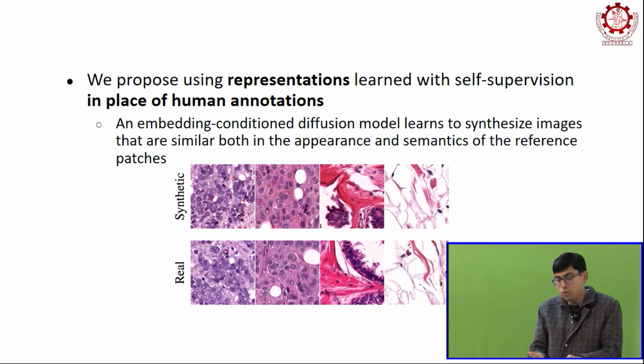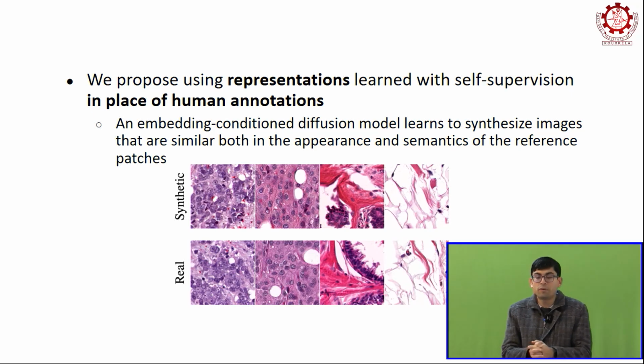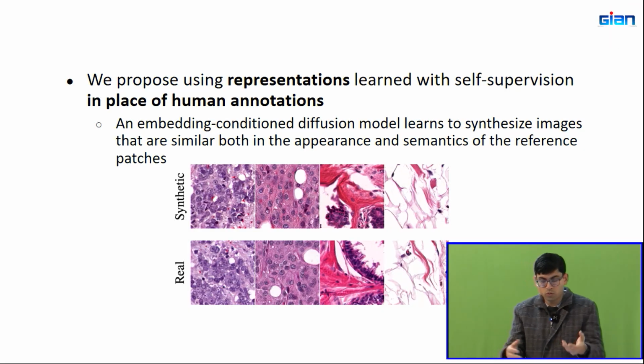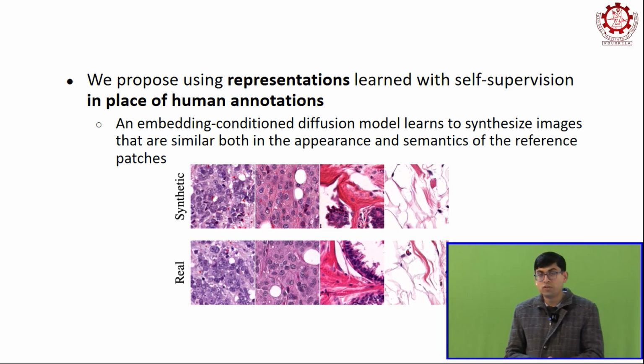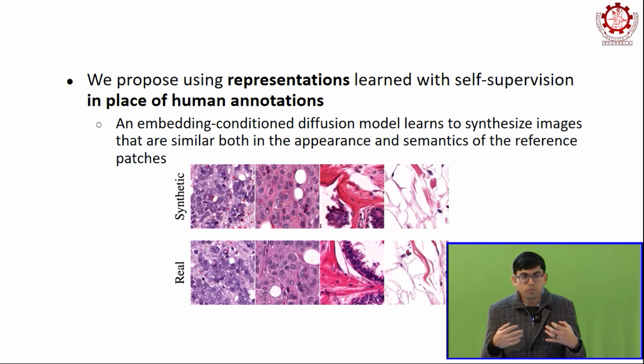Based on that, we see that the quality of images that we got was quite good. What we do here is propose using the representations learned with self supervision in place of human annotation, which is what I just discussed. This can help us learn to synthesize images that are similar both in appearance and semantics to the reference patches.